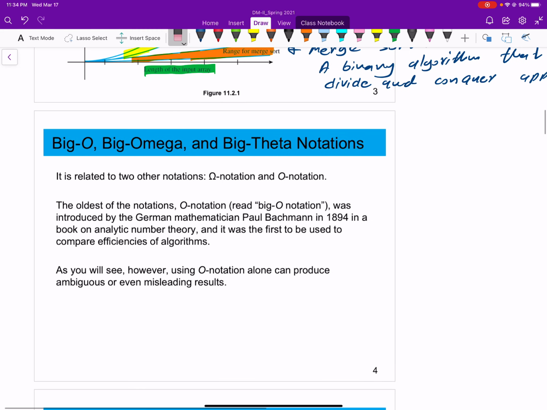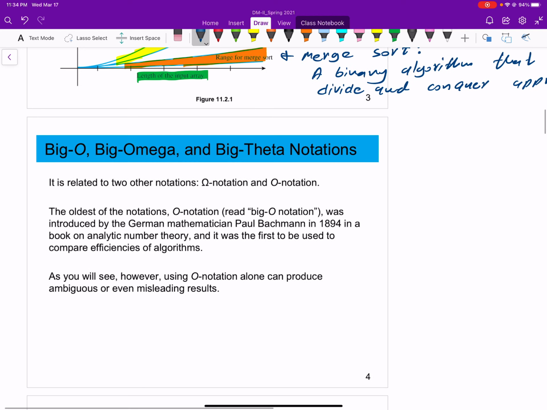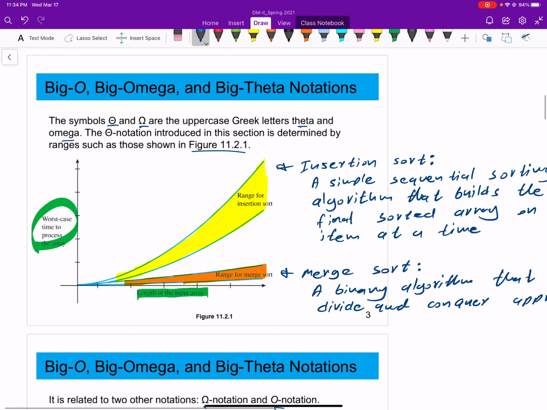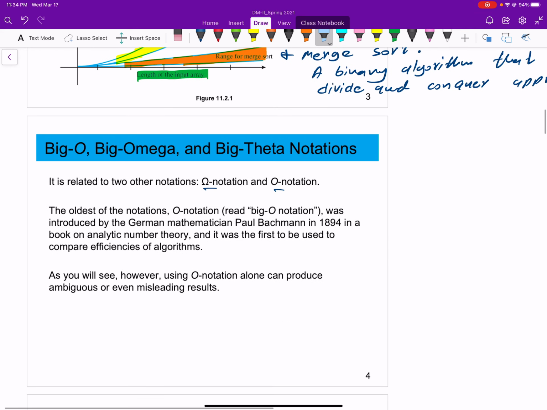And let me go down. It is related to two other notations. These two notations are omega and O. At the beginning we talk about theta. As you remember, we talk about theta here. That is given in this figure. All right, that's what we have discussed is theta, and now we are going to talk about another two notations. Those two notations are omega and O. All right, so we are going to learn all the three notations in this section.